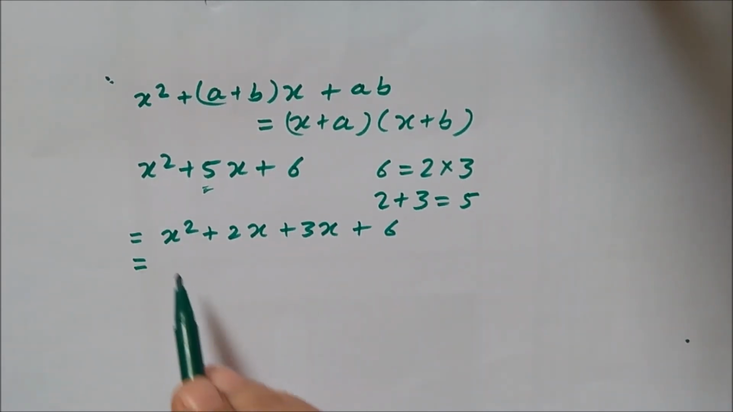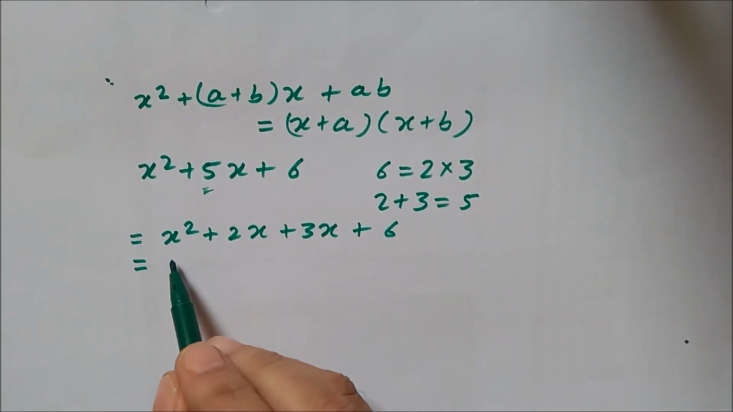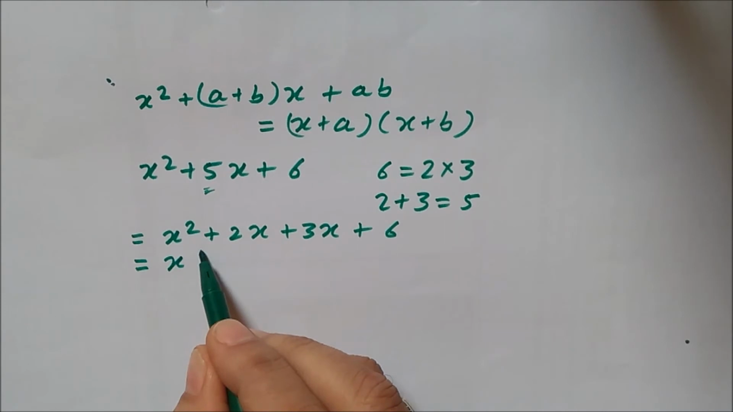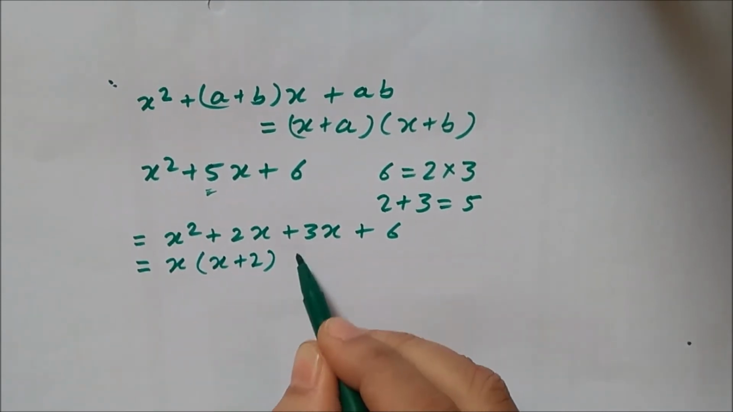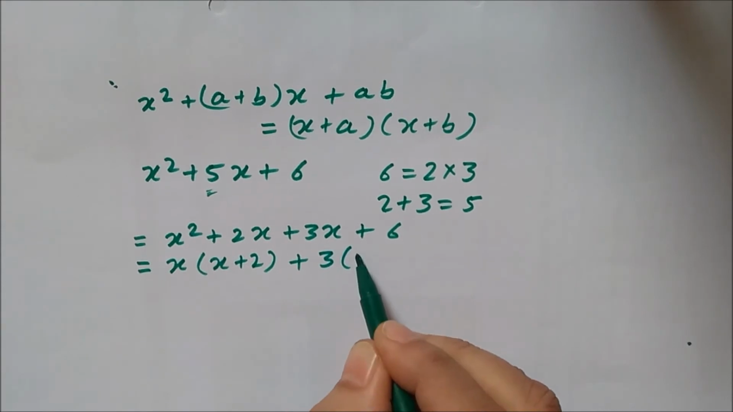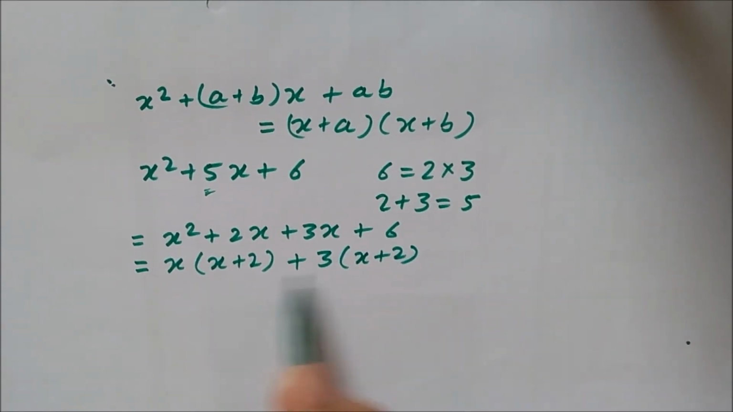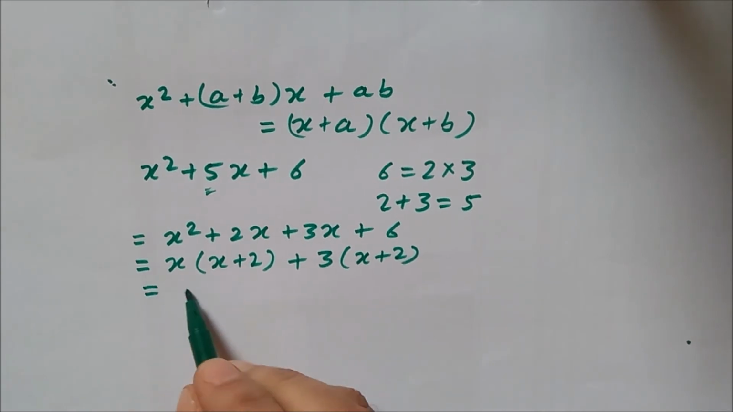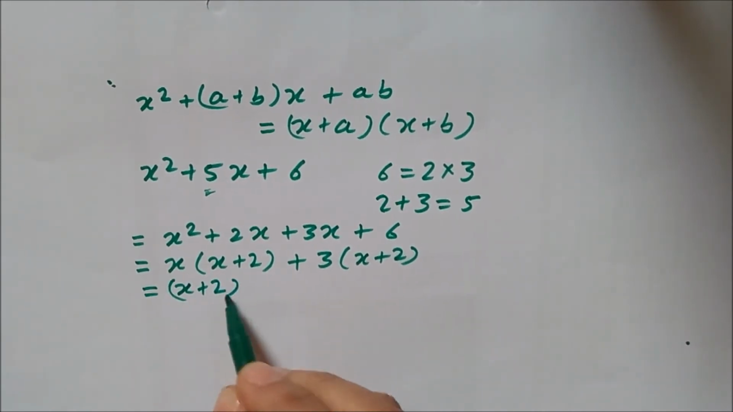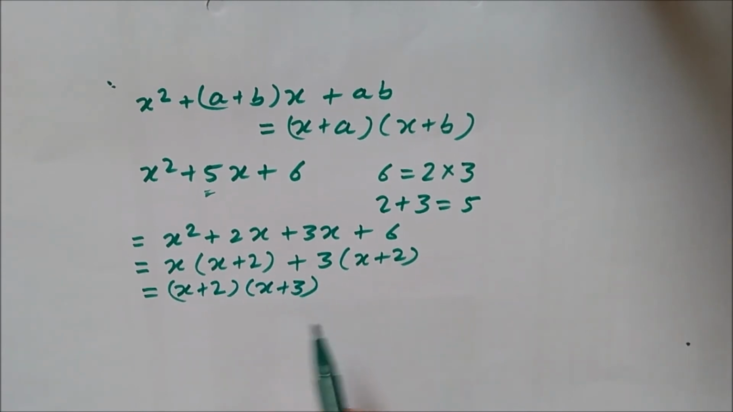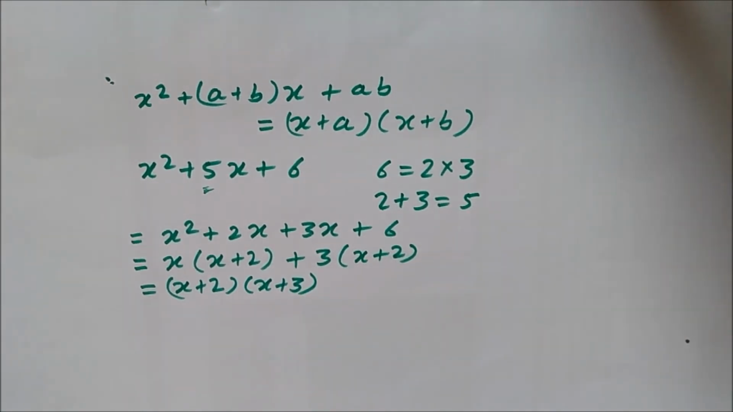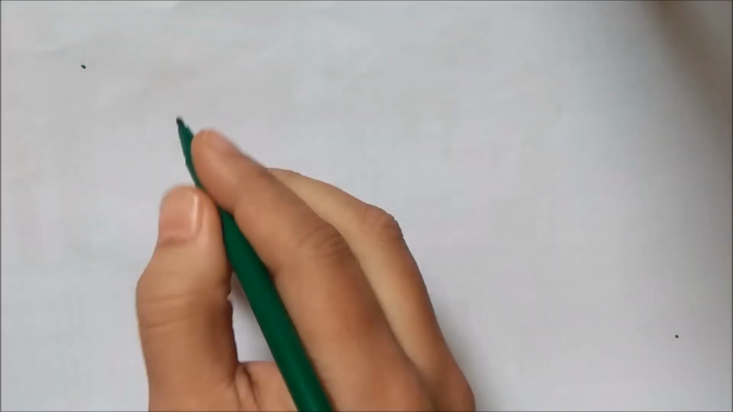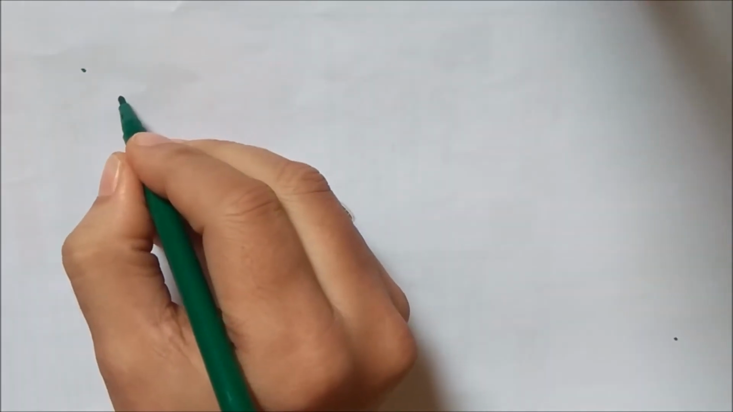Now we do regrouping of the terms and take the common factor out, that is x into (x plus 2), plus here we take common factor out 3, becomes 3 into (x plus 2). Now we take the common factor out here, becomes (x plus 2) and (x plus 3). That's how finally this kind of algebraic expression can be factorized, and the factors are (x plus 2) and (x plus 3). We shall take another example to explain how the factorization can be done.